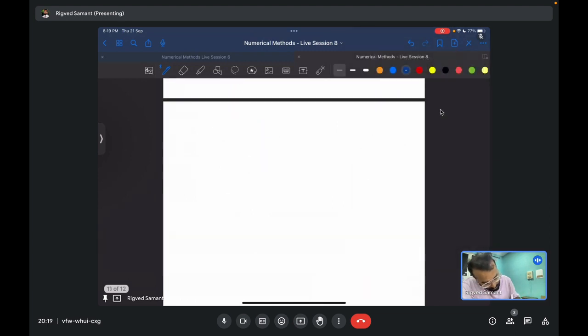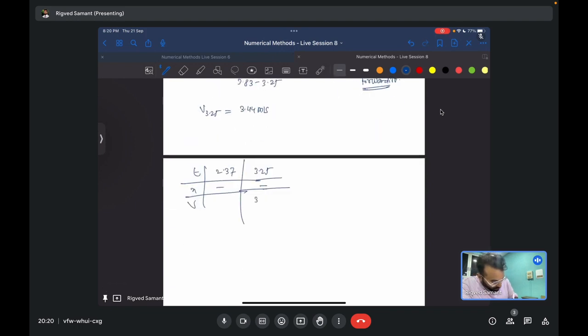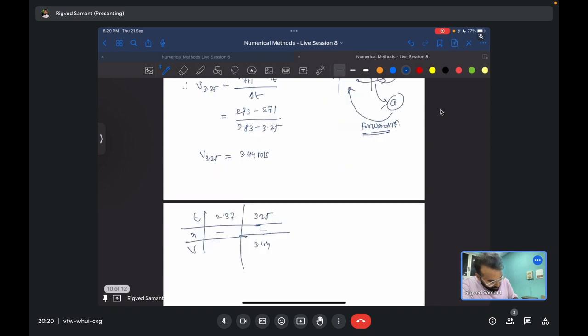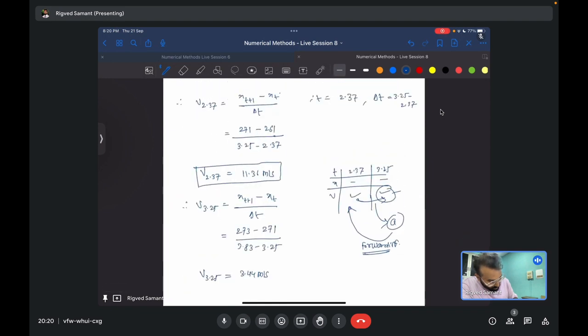So now you have t, x, v at 2.37 and 3.25. You had some values and you also got the velocity values. This is 3.44 and this is 11.36.